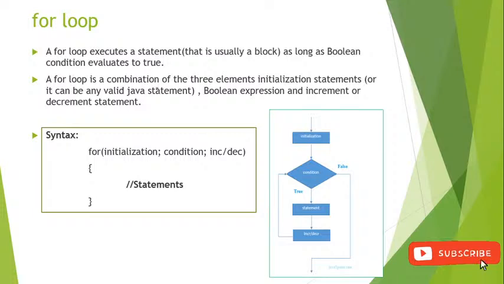So there are three parts of the for loop. The first one is the initialization statement, the second one is the boolean expression, and the third one is the increment or decrement statement. There are three elements inside the for loop. You must know that. The first is the initialization, the second is the boolean expression, which we can also call the condition, and the third is the increment or the decrement.